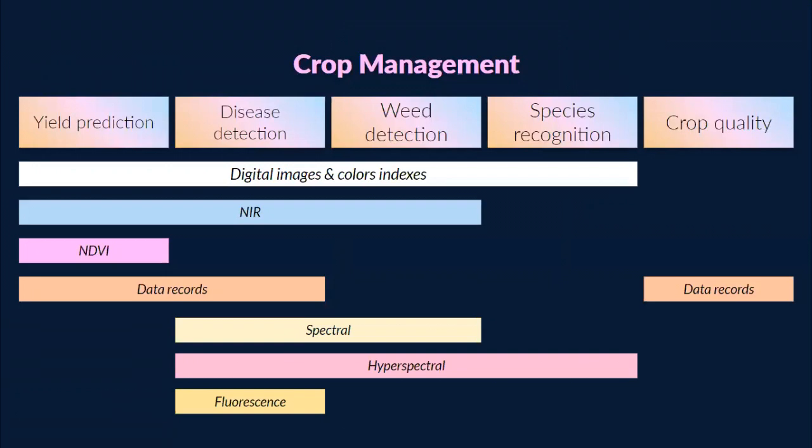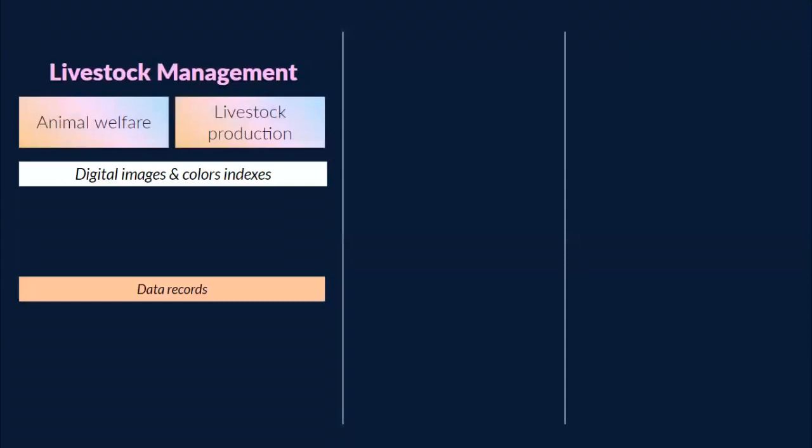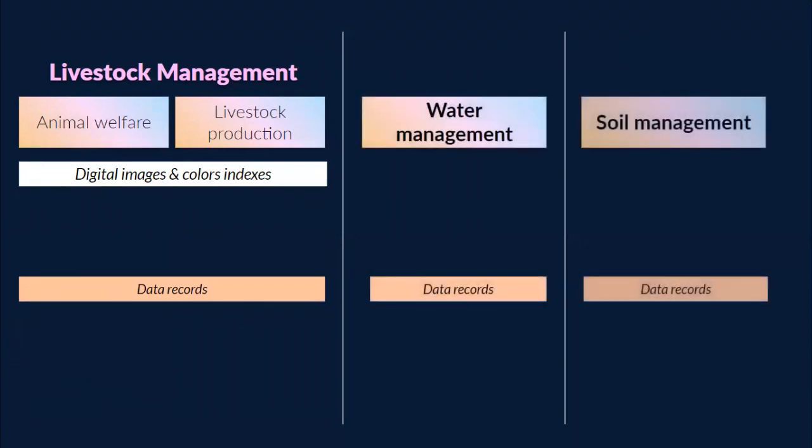Now we will get to know how livestock management detects and measures its features. In animal welfare and livestock production, the two main feature techniques are digital image and color index, and data record. While for water management and soil management, they only use data records as their feature techniques.